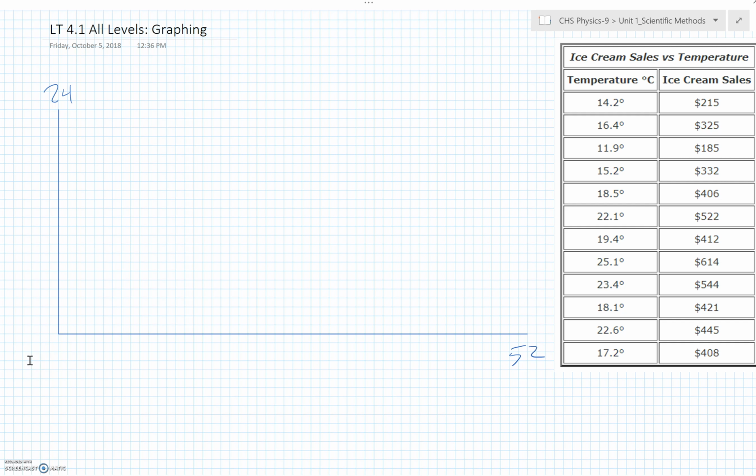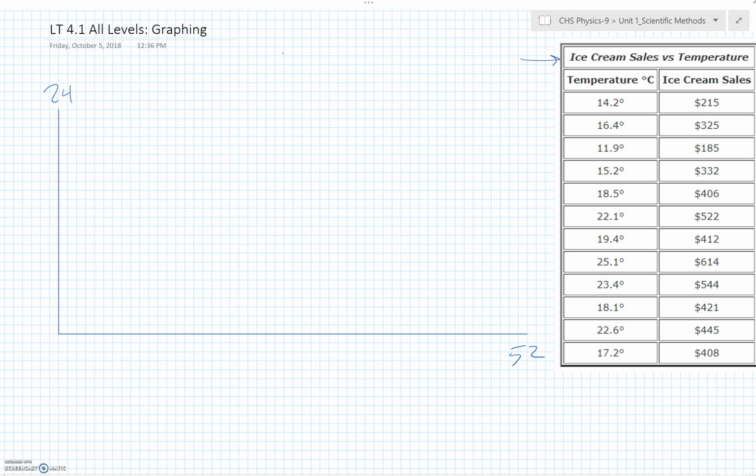So I will be using this example that you see in front of you about ice cream sales versus temperature to cover all of the levels that you can see right here of Learning Target 4.1, which is on graphing. This video, however, we're just going to focus on the basic level, which is just making the graph. There's more words to it than that, but more or less it's just making the graph.